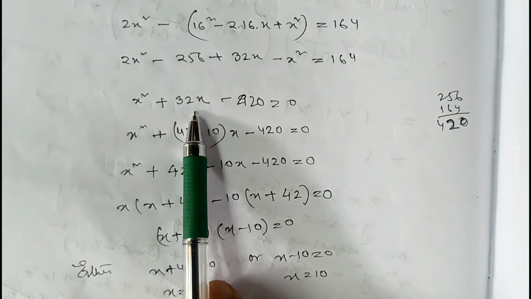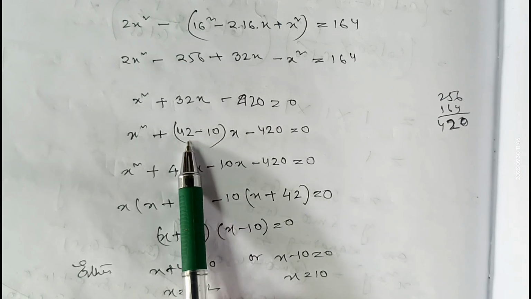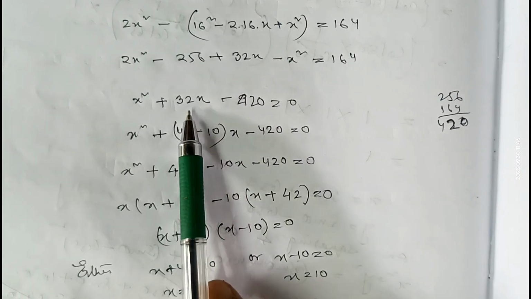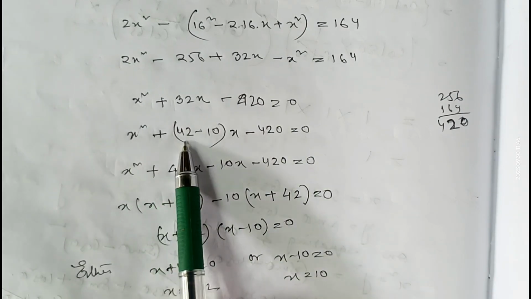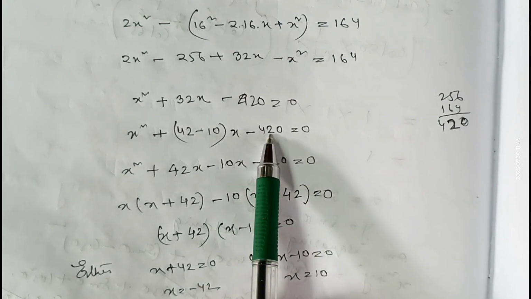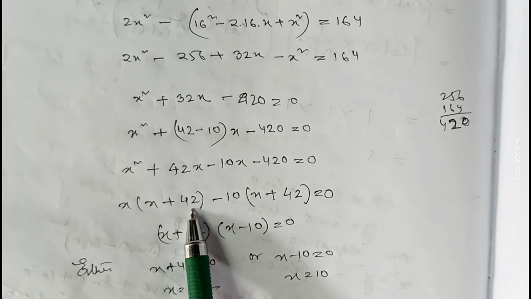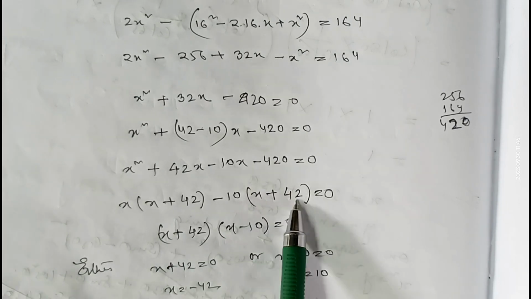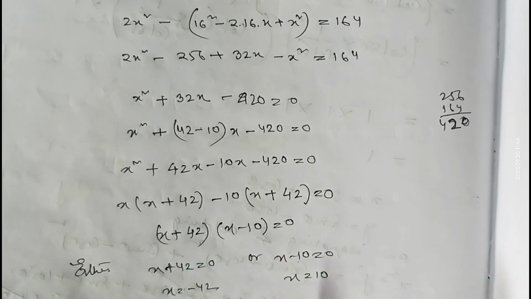Now we have to go for middle term factorization. Since it is 32, we can consider these two numbers, 42 and 10. 42 minus 10 is 32, and 42 into 10 is 420. So x square plus 42x minus 10x minus 420 equals 0. From the first two I can take x common, x plus 42. From the last two if I take minus 10 common, x plus 42. So it will be x plus 42 into x minus 10 equals 0.